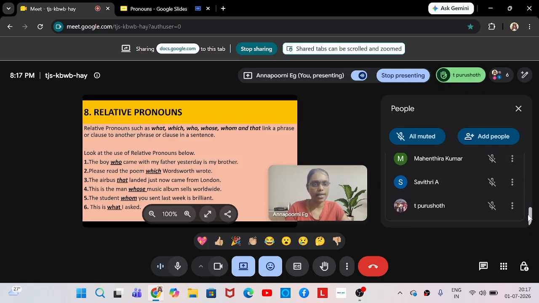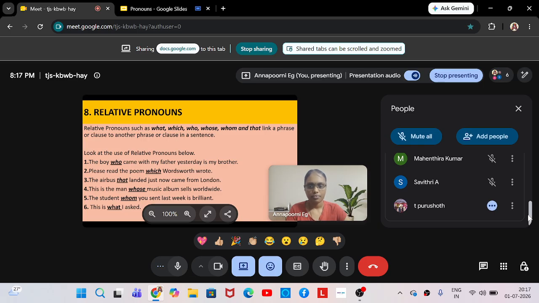Okay, I will start with Sairam. Yes, Sairam, first one. The boy who came with my father yesterday is my brother. Very good. The boy who came with my father yesterday is my brother. Meaning is, நேத்திக்கு எங்க அப்பா கூட வந்த அந்த பையன் யாருன்னா என்னோட பிரதர். நேத்திக்கு எங்க அப்பா கூட ஒரு பையன் வந்தான் இல்லையா, அந்த பையன் வந்து என்னோட பிரதர். The boy who came with my father yesterday is my brother. So who is coming in the middle here, not in the beginning. அப்ப the interrogative pronoun இல்ல, it is a relative pronoun.